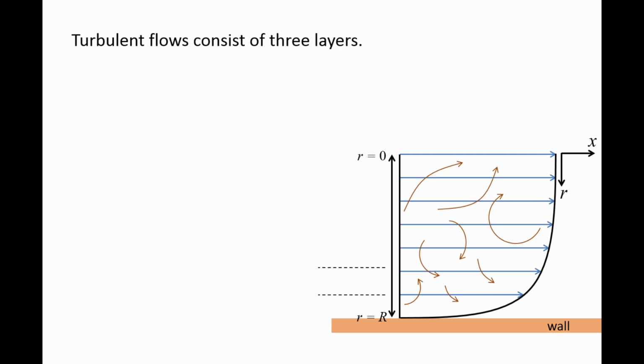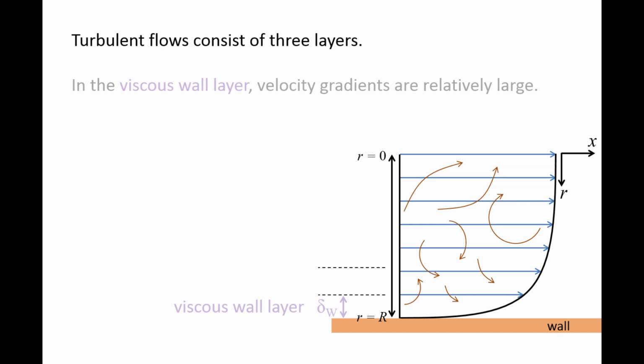When discussing shear stress in fully developed turbulent pipe flow, it is useful to think of the flow as consisting of three layers. The layer closest to the wall is called the viscous wall layer. In this layer, velocity gradients are relatively large due to the no-slip boundary condition, and the laminar shear stress term is much larger than the turbulent shear stress term. The thickness of the viscous wall layer will be denoted by delta W.